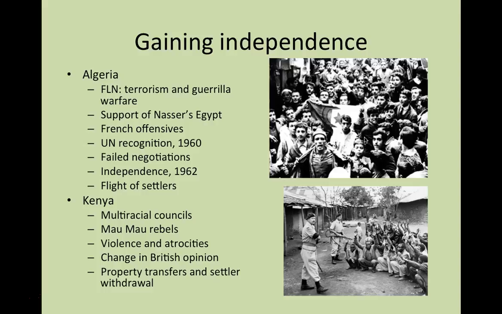These people, some of whom are pictured down here under British arrest, were known collectively as the Mau Mau rebels, and this became known as the Mau Mau Rebellion. It is uncertain where that word comes from. It is not a Kikuyu word.